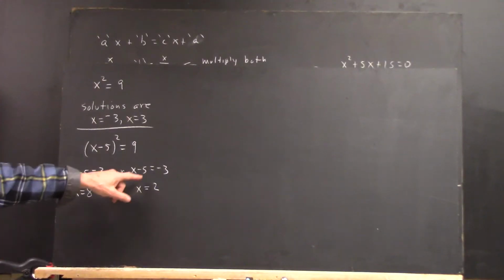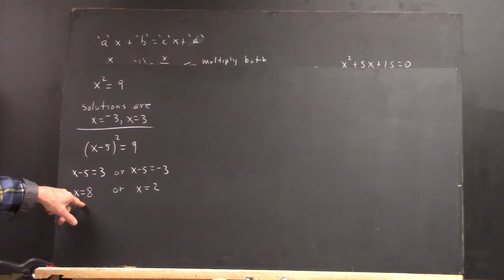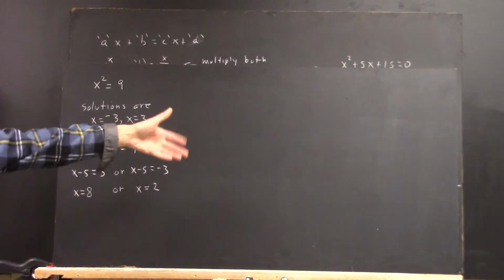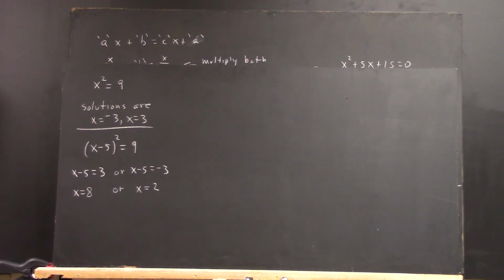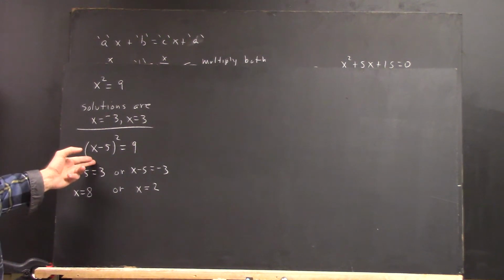If you solve this, you add 5 to both sides, you get 2. Add 5 to both sides here, you get 8. And if you plug in 8, you get 8 minus 5 squared is 3 squared, which is 9, and so forth. So you can check it, and it works. So this is great. This is very simple. It's an easy equation to solve.